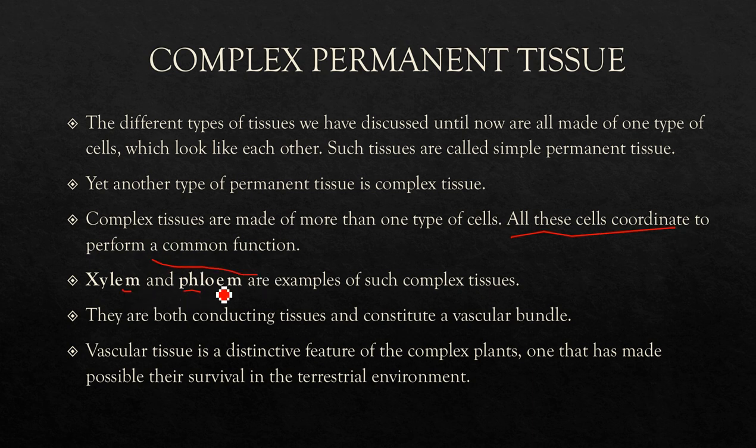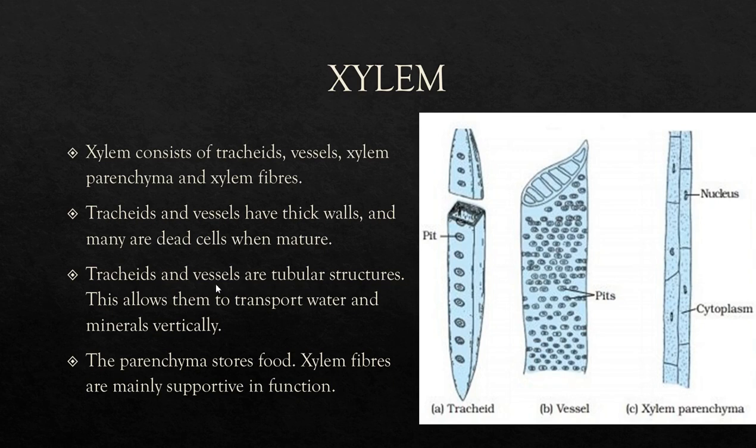Xylem and phloem are examples of such complex tissues. They are both conducting tissues and they constitute a vascular bundle. They are collectively called vascular tissue, meaning xylem plus phloem is equal to vascular tissue. It is the distinctive feature of complex plants, or you can say more modified plants, higher plants. Actually, this feature helps the plant to survive in various kinds of environment.